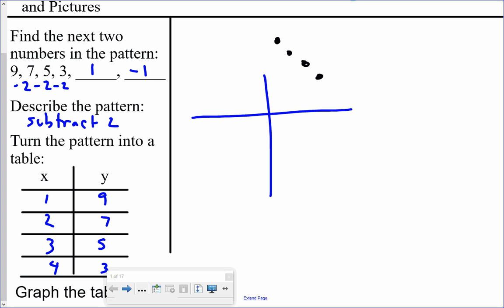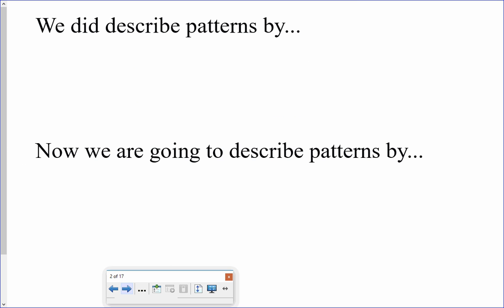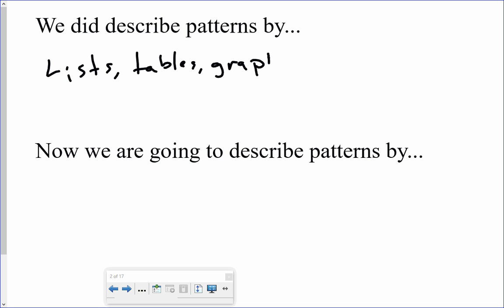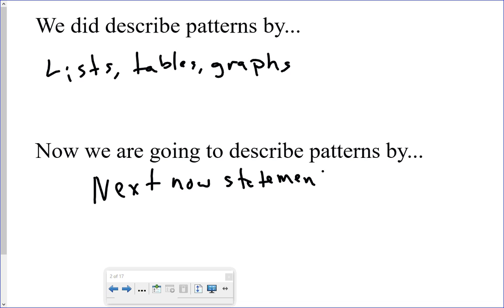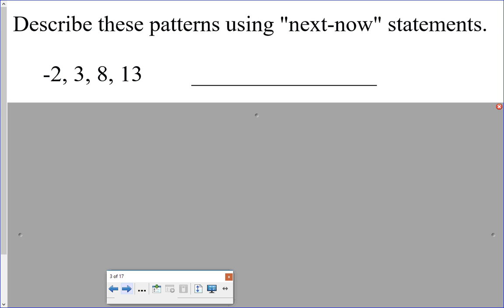So that's kind of a unique characteristic about some of these patterns. So we did describe patterns by using lists, using tables, and using graphs, right? So today, now we're going to describe patterns by using a next now statement. I use the word next now sort of as a way to figure out the next term.